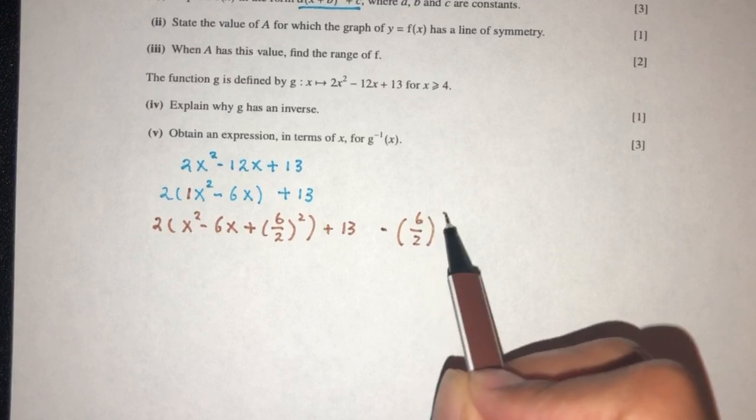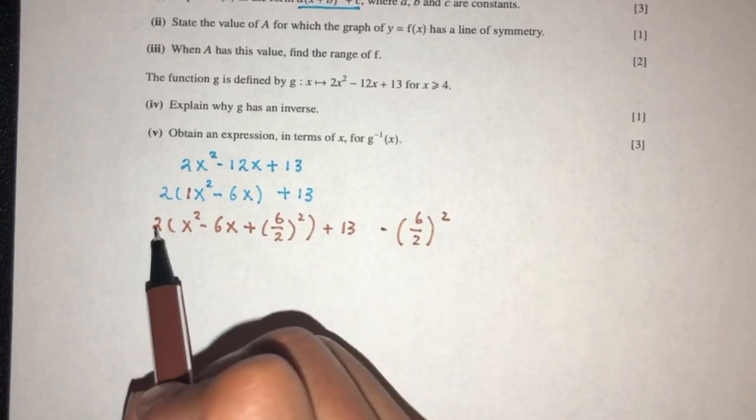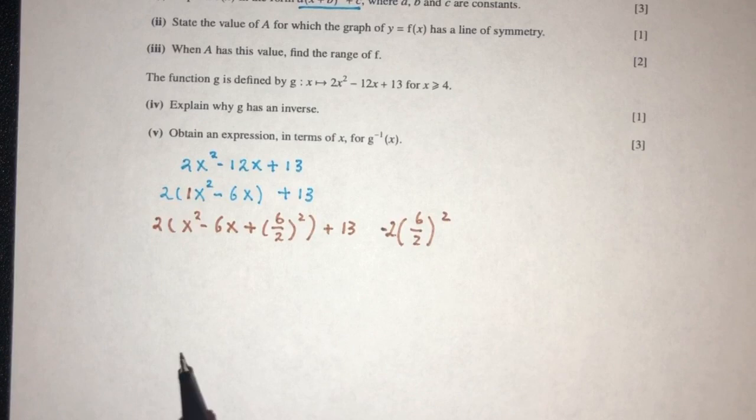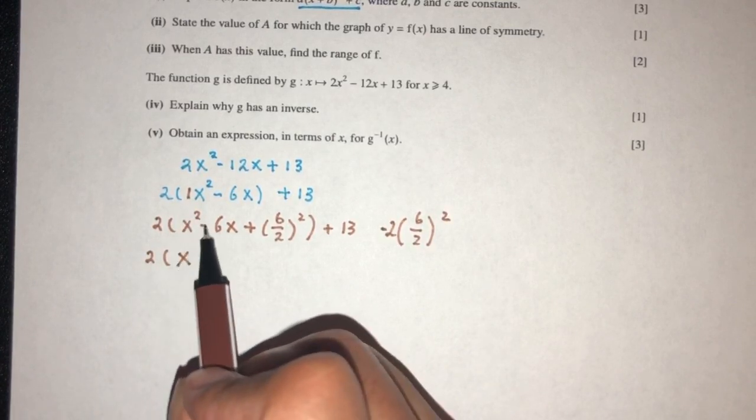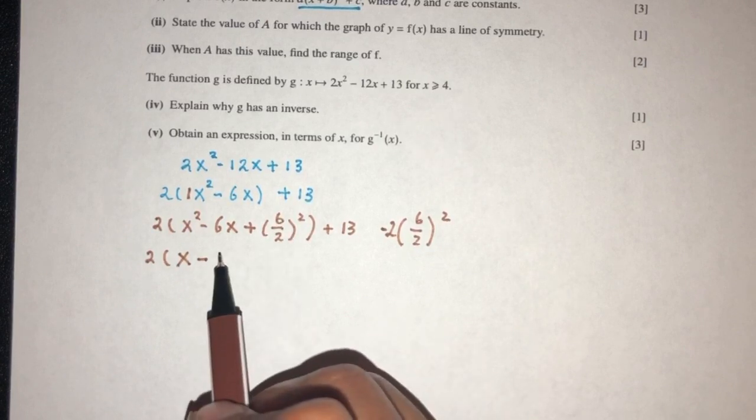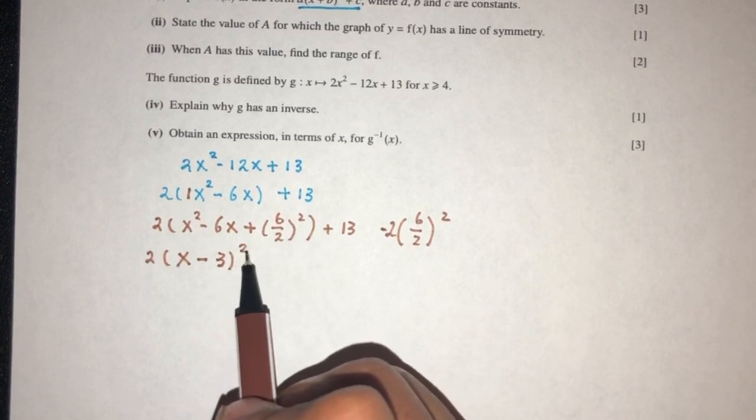If that makes sense. Now because it was inside the bracket, we also have to give it the value of 2, right? Now simplify. X squared here, we have to write x. Here we have minus, we write minus. Here we have 3, we write 3. And here we have square, we write square.